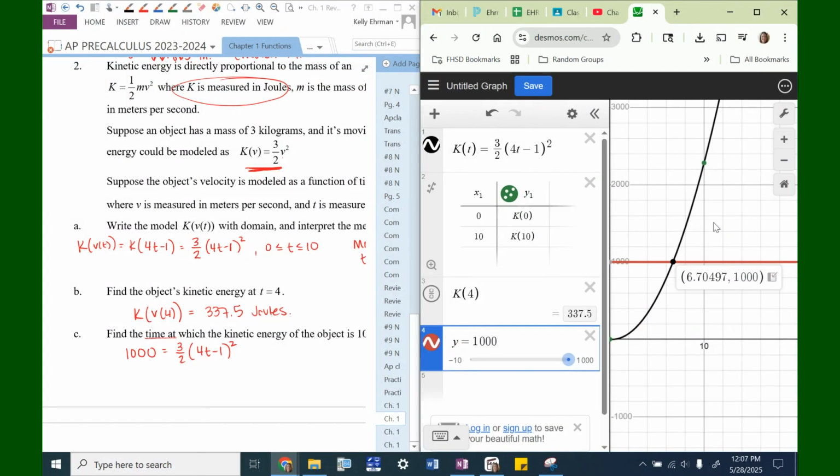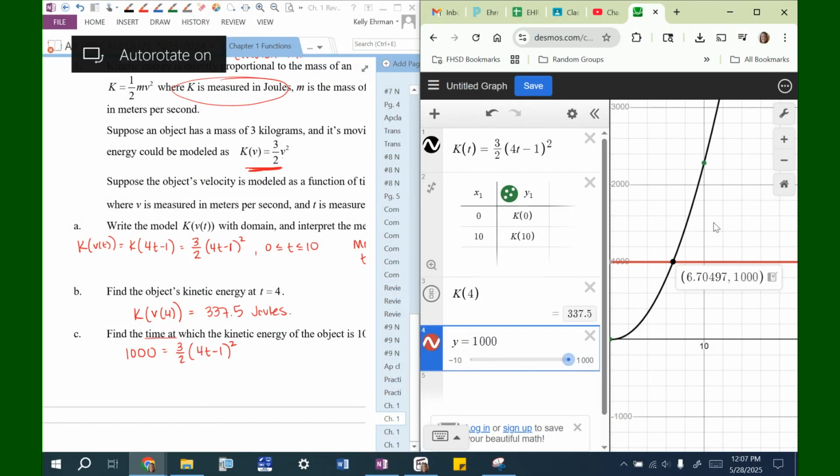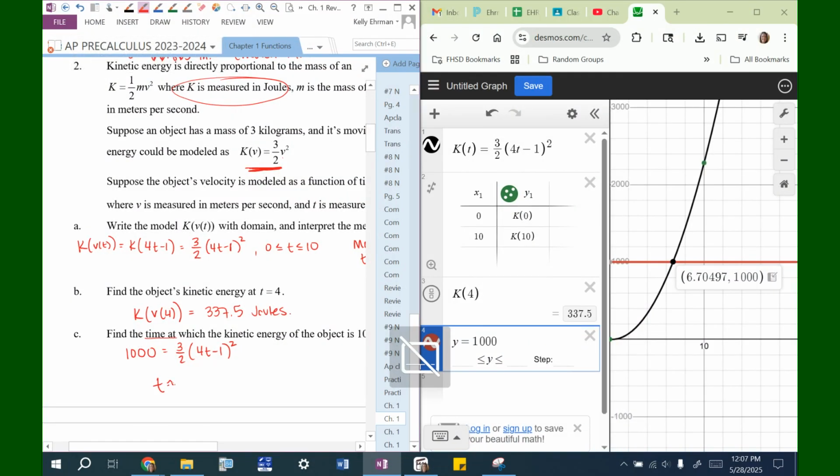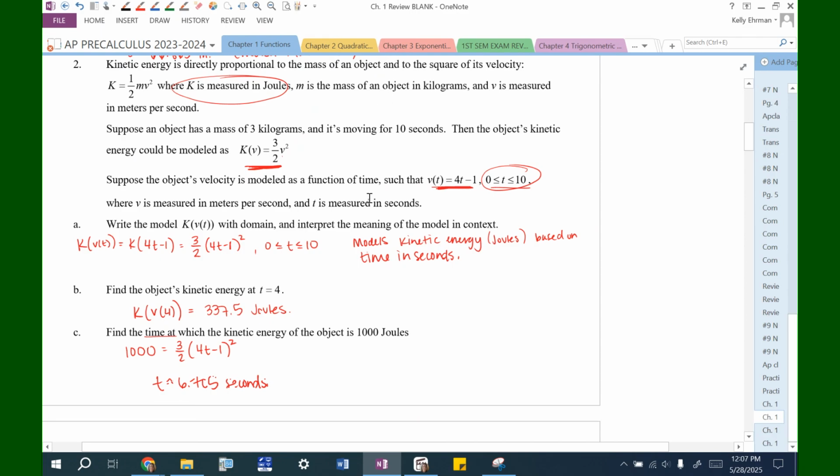So round that to 3 places. It's about 6.705. I'm just going to write t is about equal to 6.705, and that's measured in seconds. Sorry, my pen's starting to give out on me here.